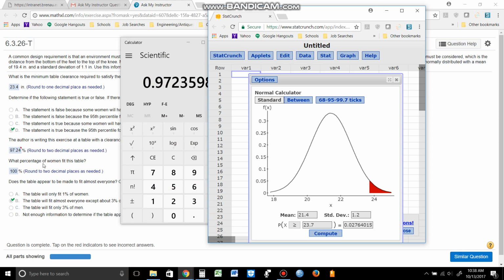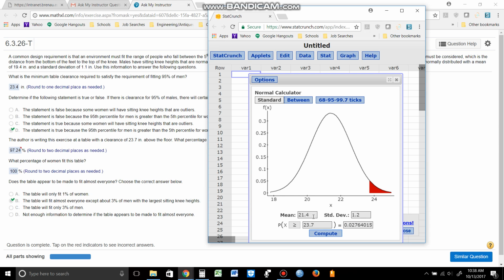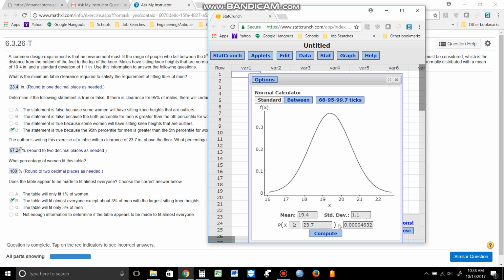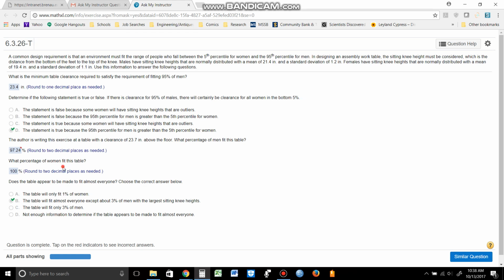Okay? What percentage of women fit in this table? Well, okay, now what I have to do is I have to actually change these requirements and make the mean 19.4 and make the standard deviation 1.1, and now hit compute. And then as you can see here, the tail percentage is extremely small, okay, such that if I subtract this from 1, 1 minus 0.00004632, I get 0.99995, which for all intents and purposes is 100%.